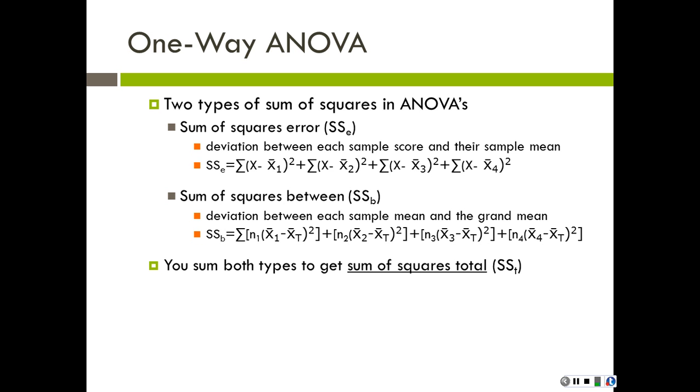And when you add the sum of squared error and the sum of squares between together, you will get the sum of squares total. We won't do much with this, but just so you know, this is the total amount of variability in the entire sample. So how much each person's score, regardless of their group, varies around the mean of the whole sample.